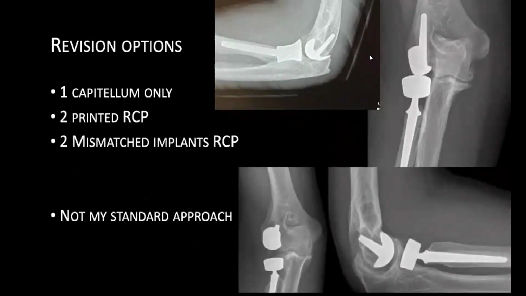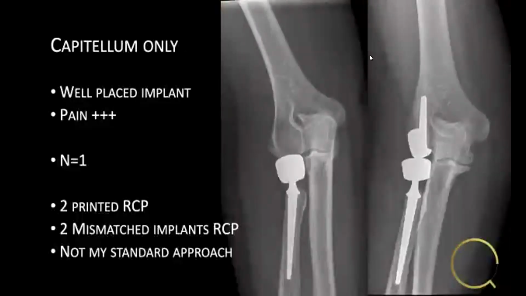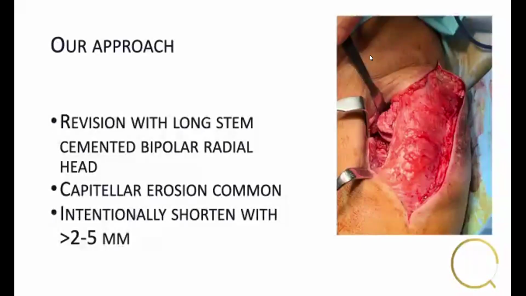So, revision options. I've had one patient where I revised the capitellum only. We printed two RCPs, and we had two where we had mismatched implants, a radiocapitellar prosthesis, the one I showed you, and another patient with a similar problem. So that's not my standard approach, because this is, of course, very, very rare.